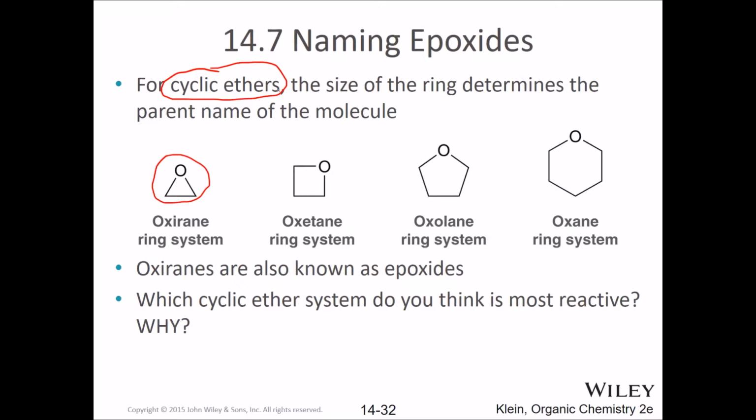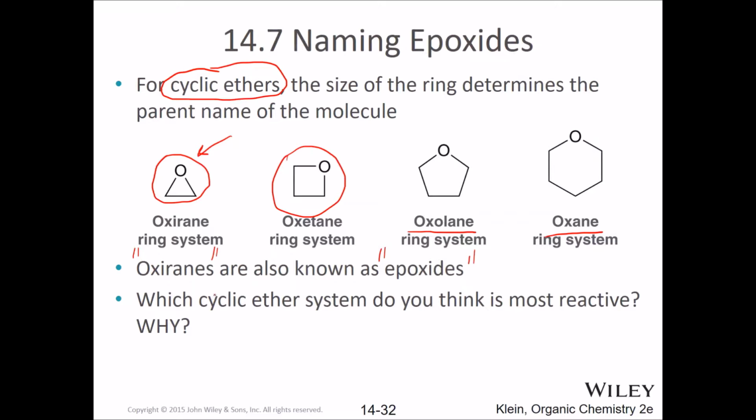For cyclic ethers, the size of the ring determines the parent name of the molecule. So this is an oxirane, this is an oxetane, this is an oxolane, and this is an oxane. The only ones we're going to look at are these, oxiranes. Oxiranes are also known as epoxides.